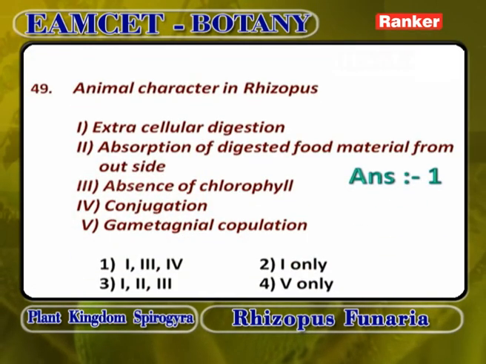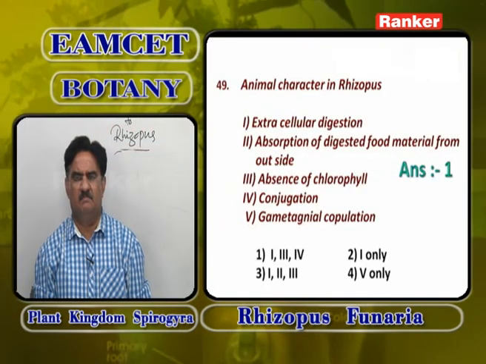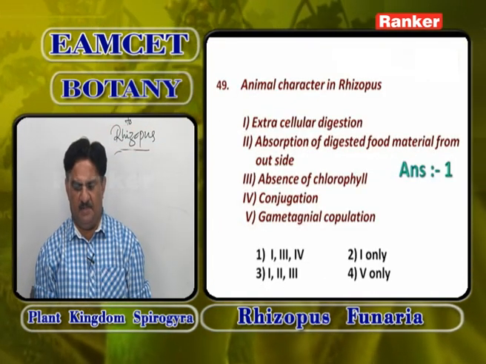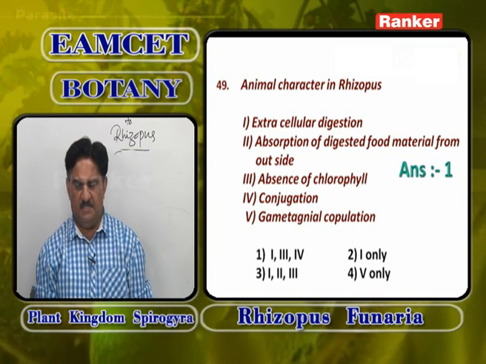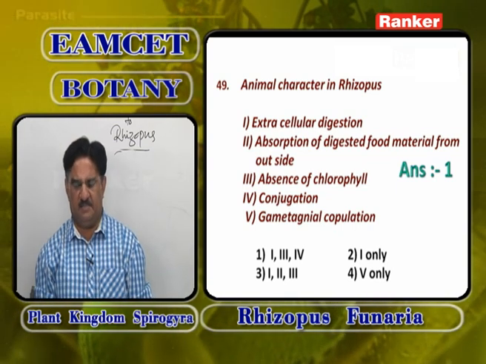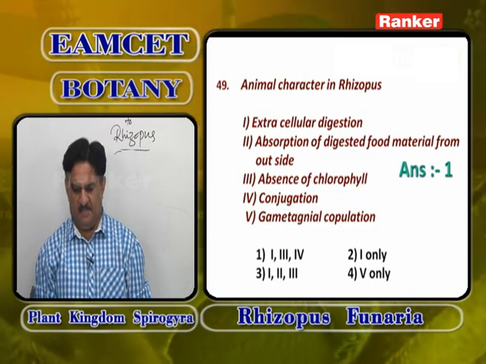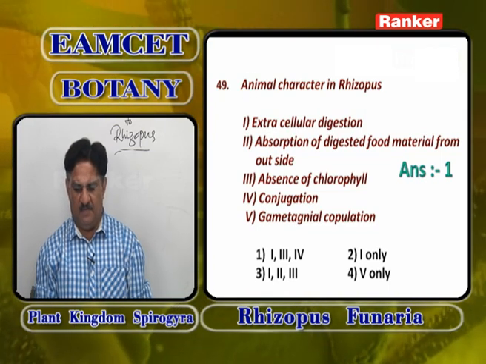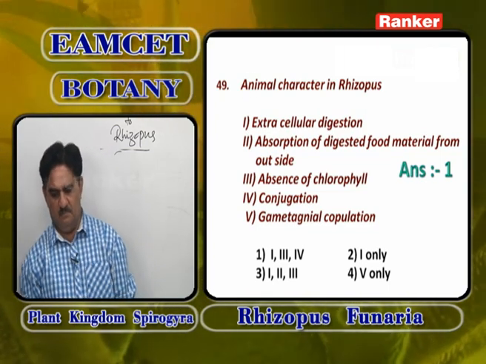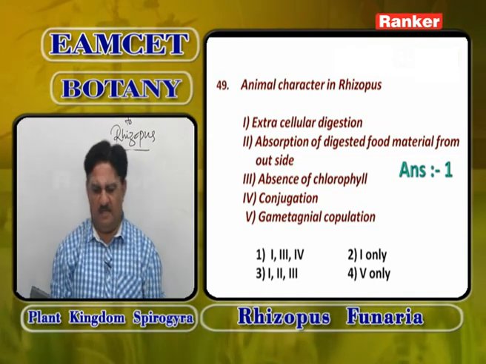Animal characters found in Rhizopus. These are all saprophytic fungi which grow on dead and decaying organic matter, particularly on a medium rich in glycogen. An animal character in Rhizopus is extracellular digestion. Enzymes are secreted and the medium is digested. Absorption of digested food material from outside is wrong, digested food material is not taken in by animals. Absence of chlorophyll is also correct.